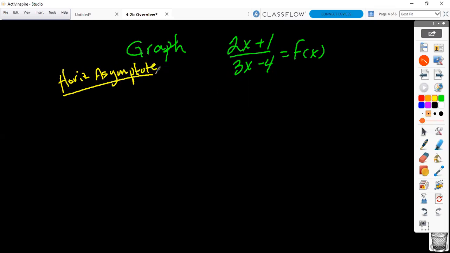Remember, that's the degree. So the degree on top, look at these highest degree terms, degree on the bottom, they're the same. So in this case, my horizontal asymptote is going to be y equals 2/3.